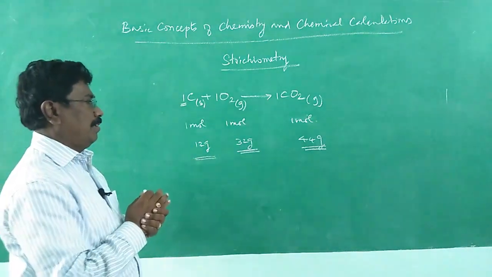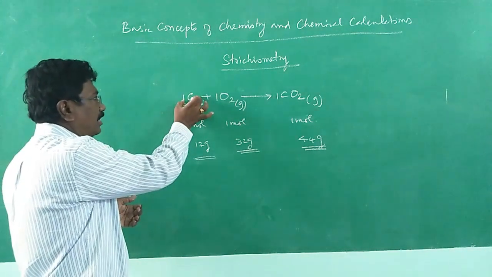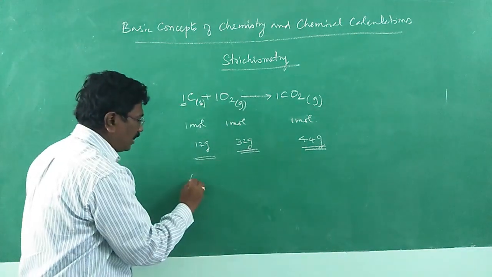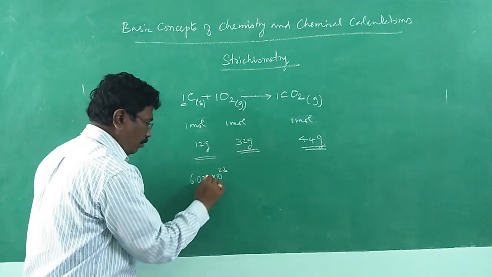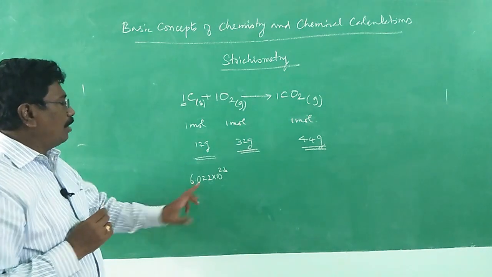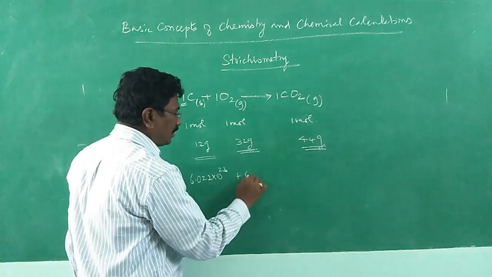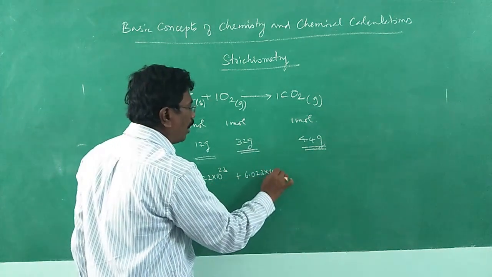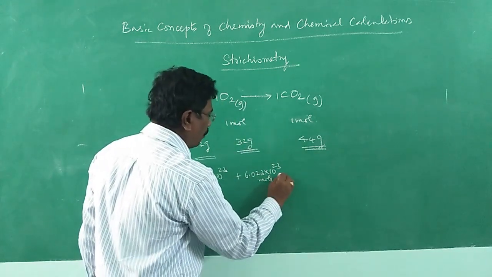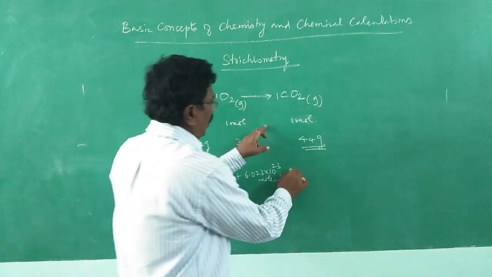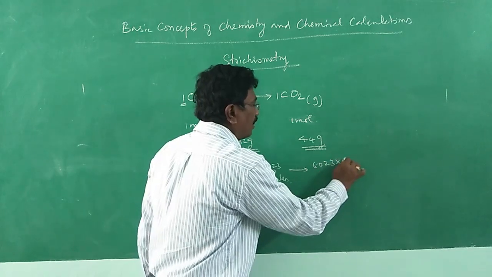Once again, based on number of molecules: carbon in the elemental state exists in the form of atoms. Therefore, 6.022 into 10 power 23 atoms of carbon combine with 6.022 into 10 power 23 molecules of oxygen. 1 mole corresponds to this many molecules of oxygen, to give how many molecules? Again 1 mole of molecules, which is 6.022 into 10 power 23 molecules.